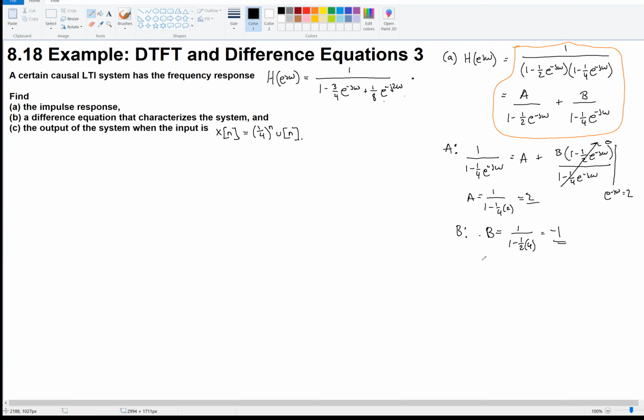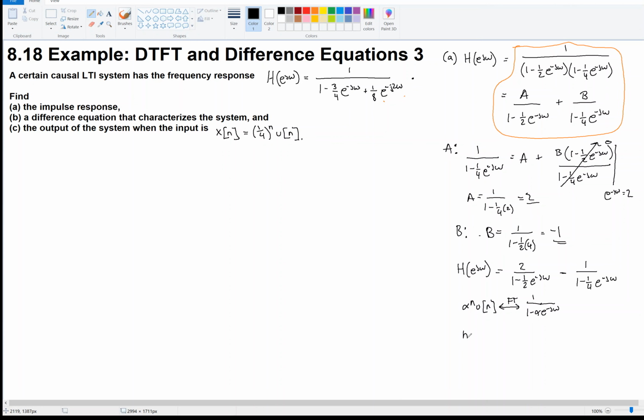And so now we can expand our frequency response as A, 2, over 1 minus 1/2 e to the minus j omega, plus B, so minus 1 over 1 minus 1/4 e to the minus j omega. Now how did that help us? Well, let me remind you of a common Fourier transform pair in our table. Alpha to the n u of n has Fourier transform 1 over 1 minus alpha e to the minus j omega. So I use the linearity property, so I can take these pieces separately.